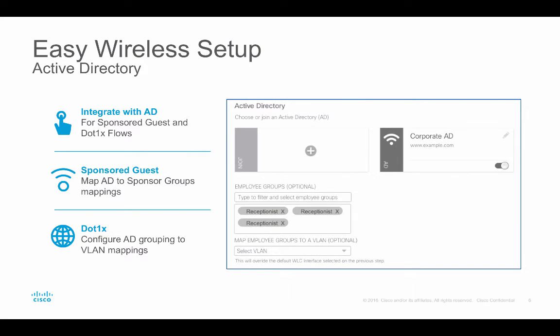The tool will connect to your Active Directory for guest sponsored, .1X, and BYOD flows. It is necessary to be connected to an Active Directory server for group mappings of your sponsors, your .1X employee and secure access through BYOD and associated VLAN mappings.